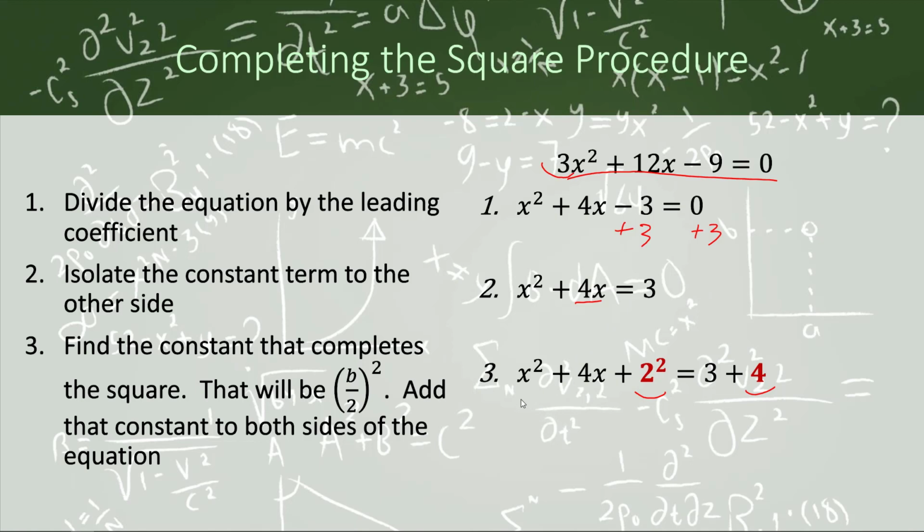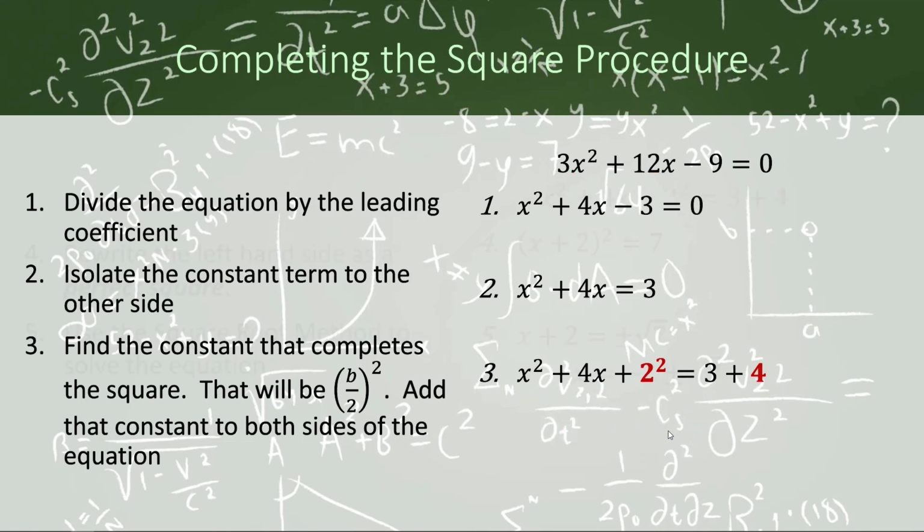Now this right here is a perfect square. This can be written as x plus 2, the entire thing squared. And that will be equal to 3 plus 4 or 7.